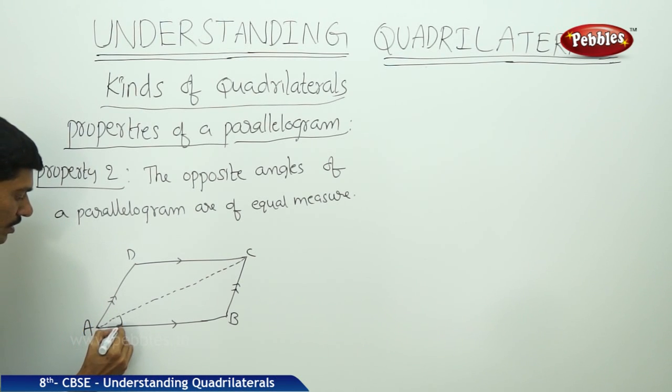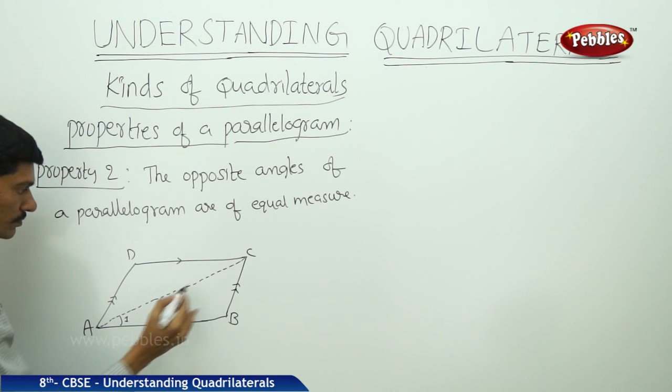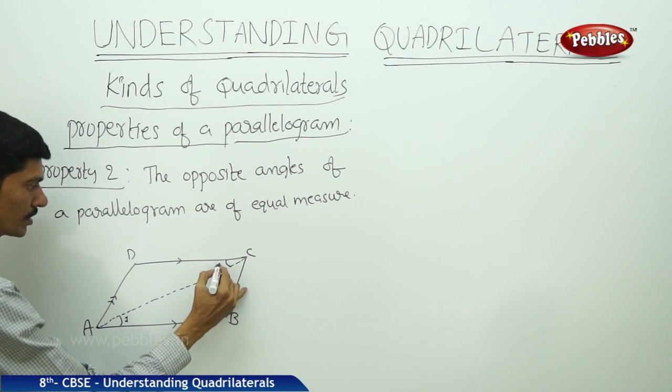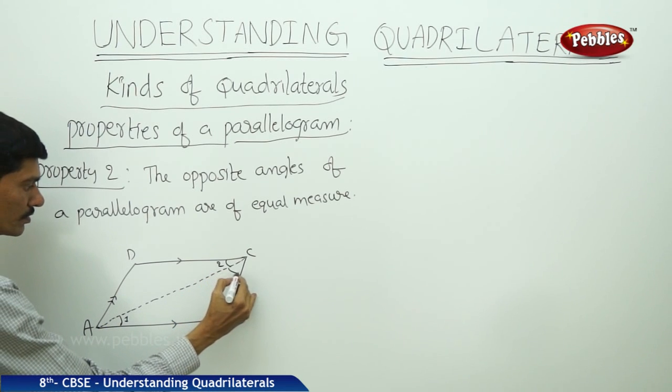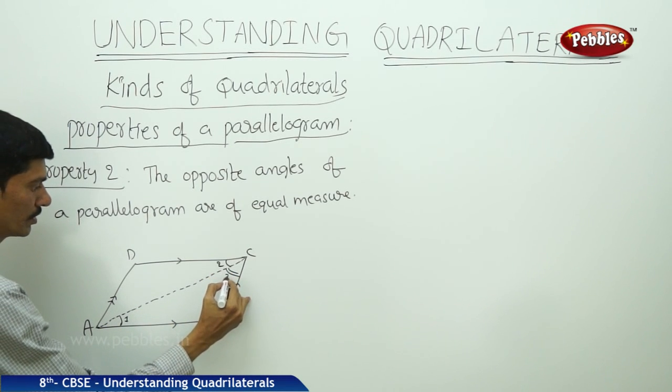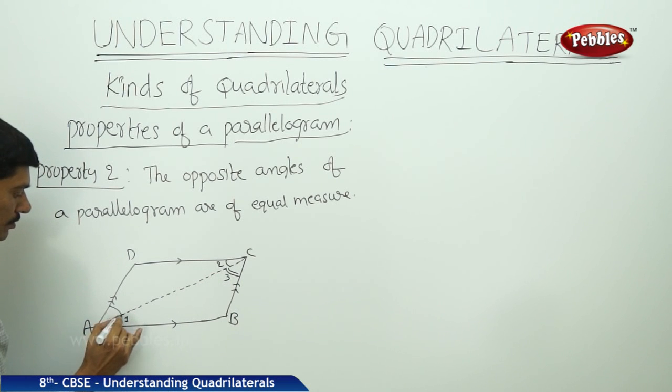So let us mark this angle as angle 1. So this angle as angle 2, and this is angle 3. So this is angle 4.